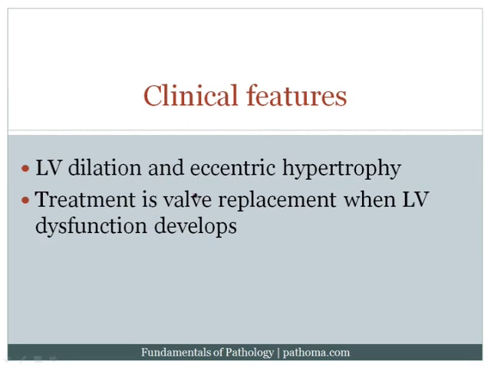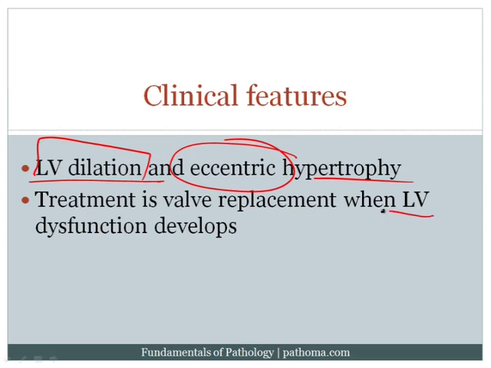Additional clinical features is that you'll get left ventricular dilatation. As you add additional volume back into the left ventricle, it can dilate. And one of the important features of volume overload is that you get hypertrophy, but it's an eccentric hypertrophy, where it involves one aspect of the ventricle as opposed to the entire concentric ventricle. And so they call that eccentric hypertrophy, and it's classically seen with volume overloaded states. Now the treatment will be valve replacement once left ventricular dysfunction develops.